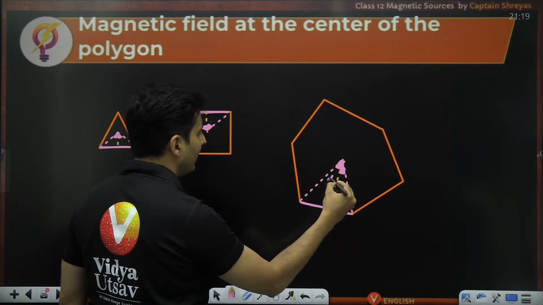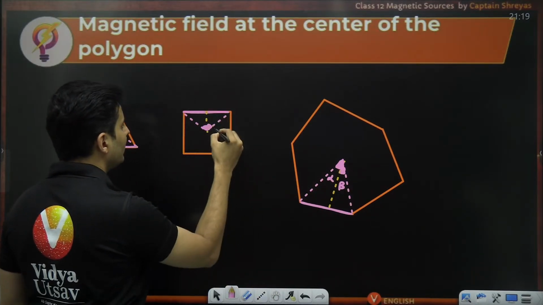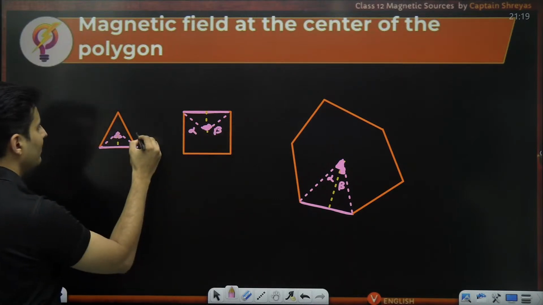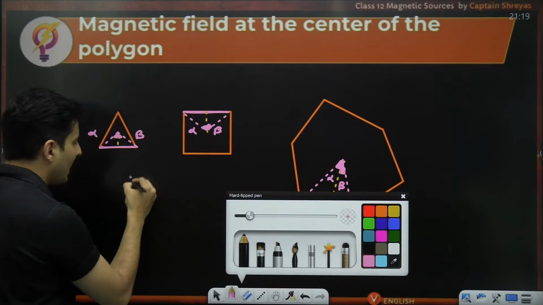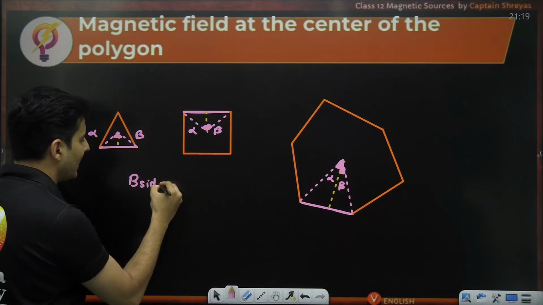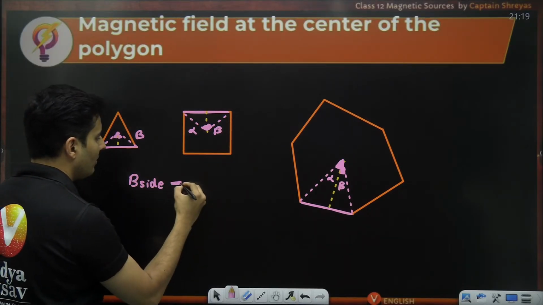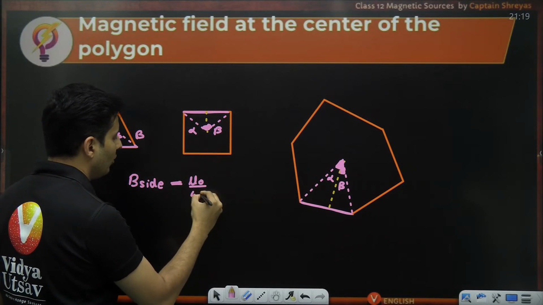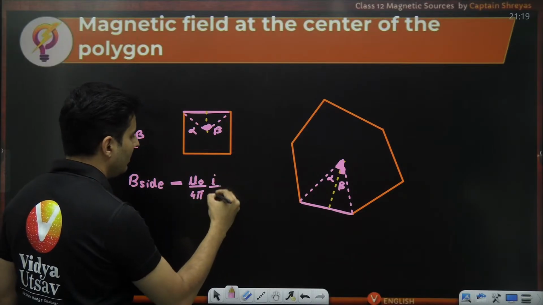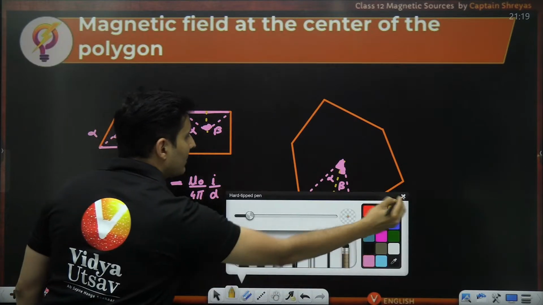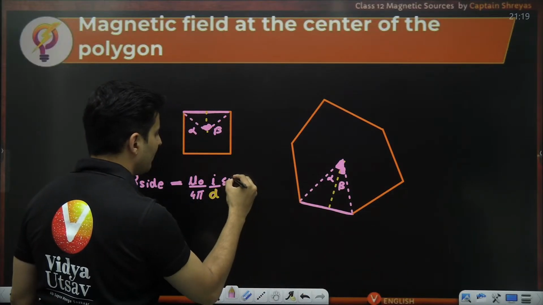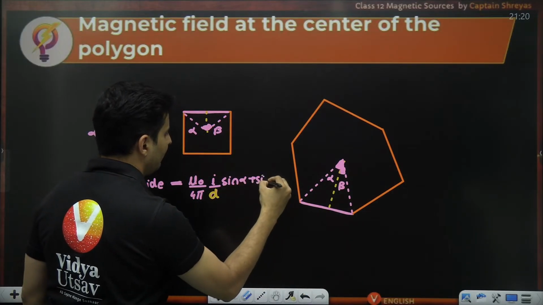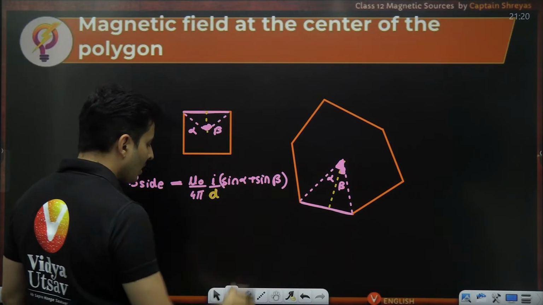There will be beta and there will be alpha, and they will both be equal. So you find the magnetic field due to one side using our formula, mu naught by 4 pi, current divided by that distance, and use your sine alpha plus sine beta.